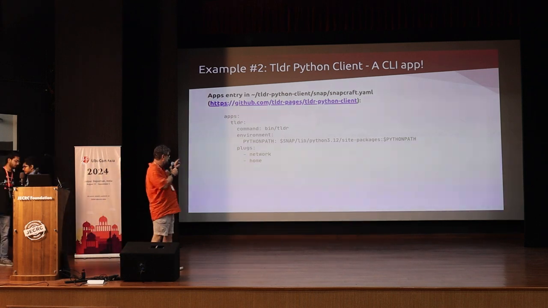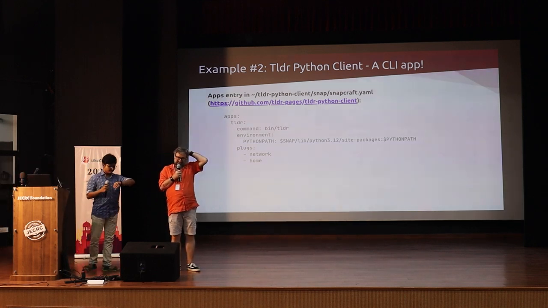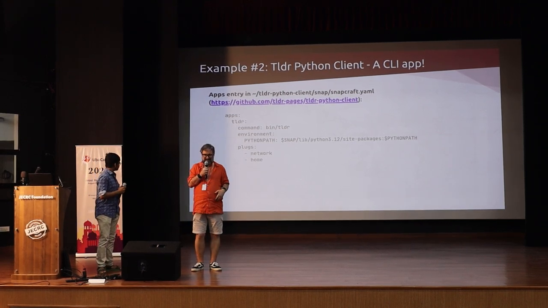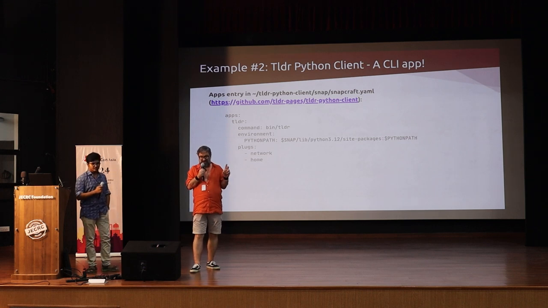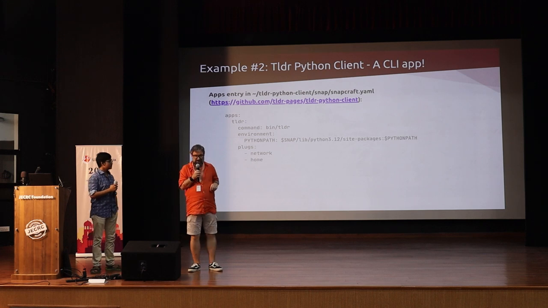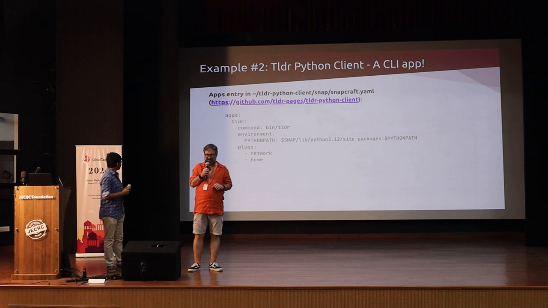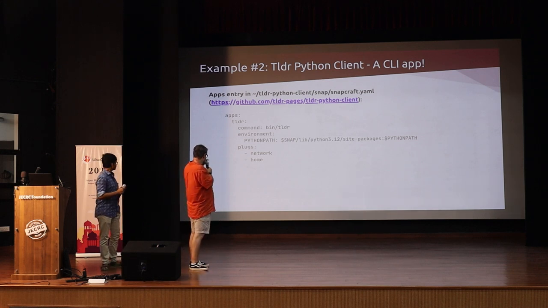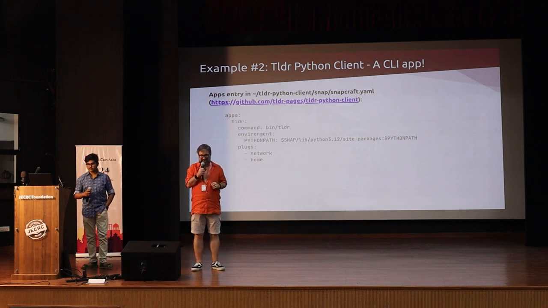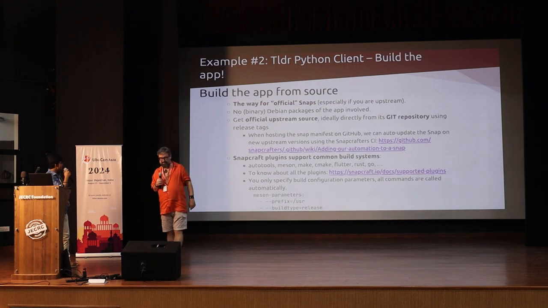One background for this: this application, TLDR, displays man pages, documentation, and it needs the network interface so that we can access the network and by this the internet. We can also store man pages locally, say in the user's home directory, and display these with the utility. Therefore, we need access to the user's home directory, and for this we plug the home interface. So, going to the next slide, that is building this app from source.